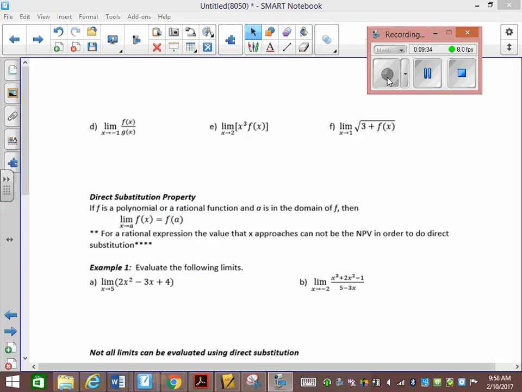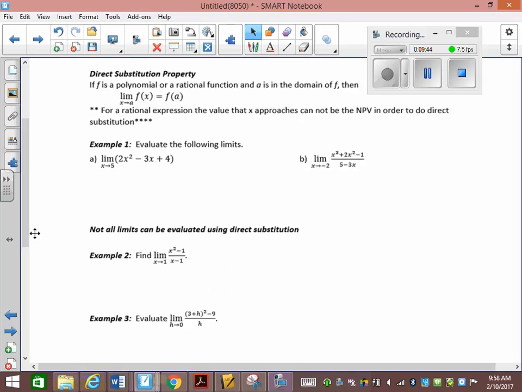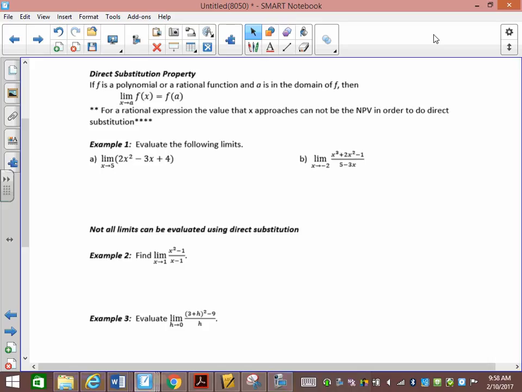Now we've looked a lot at graphs to calculate limits, or we did a table of values to calculate limits, but there's actual math we can do, algebra, that we can use to calculate limits as well. So there is this one property called the direct substitution property. If f is a polynomial or a rational function, right, so x cubed, x to the 5th, or a rational like x plus 1 over x minus 2, and a is in the domain of f, then the limit as x approaches a of f of x equals f of a.